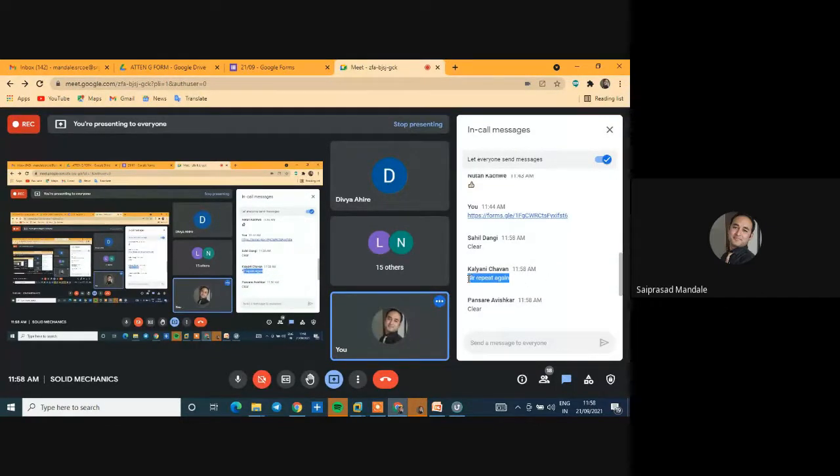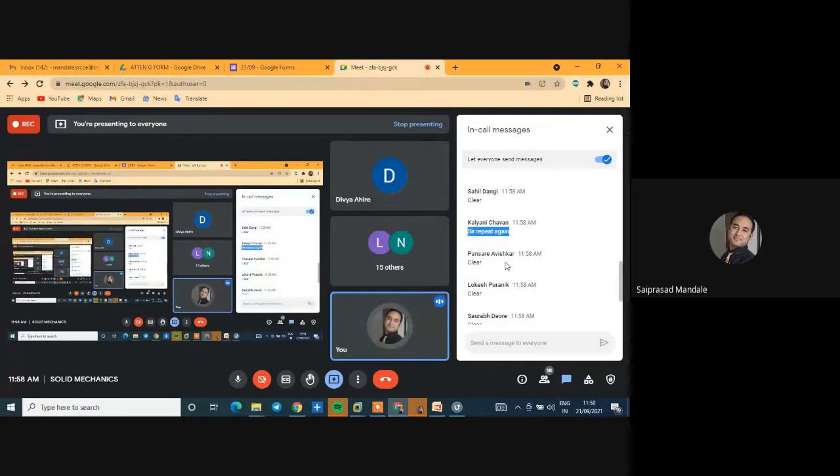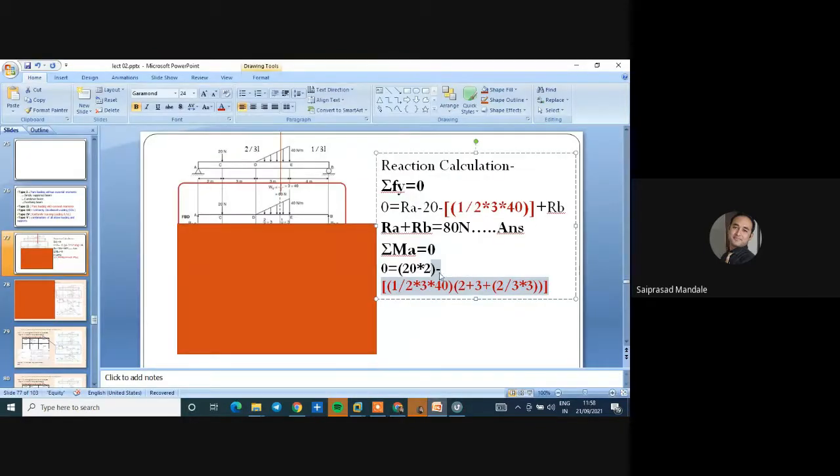Okay, look at the equation. I am repeating. Most of the students are saying clear, but for a single student I am trying to repeat. Focus on this equation. This part is clear to everybody, 20 into 2 is clear. I am focusing on this triangle. The intensity of the triangle is nothing but the area of the triangle. So area of the triangle is half into length into width, so length into width, it is 40.